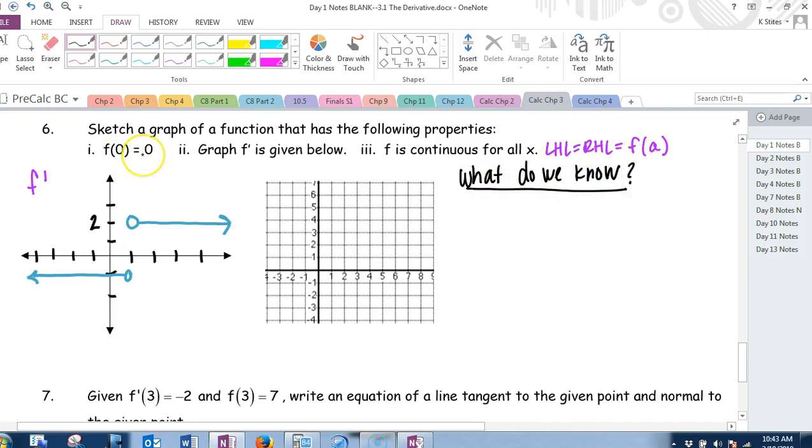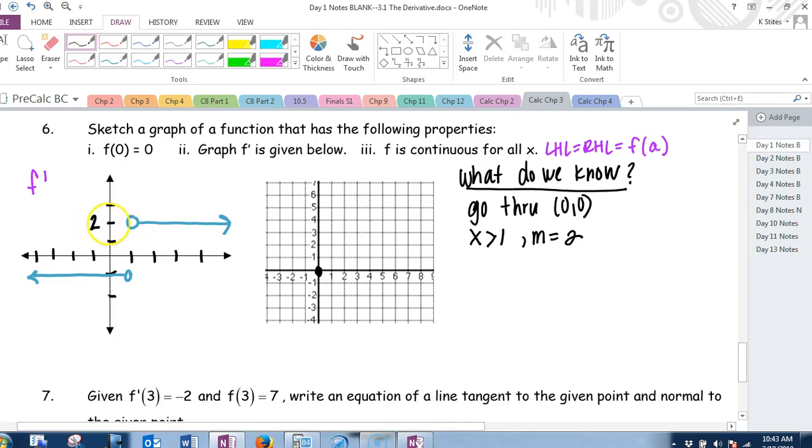Well, if f of 0 is 0, we know that we go through 0, 0. Okay. Ta-da. All right, we have a point. Let's look at the graph of the derivative. So it looks like as x is greater than 1, remember this is representing what your slope is. So when x is greater than 1, your slope is 2.